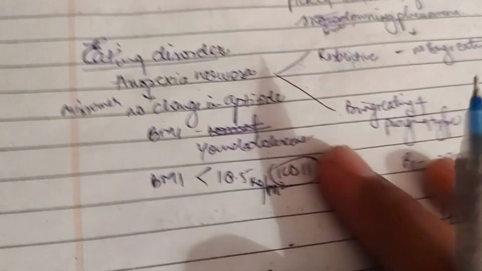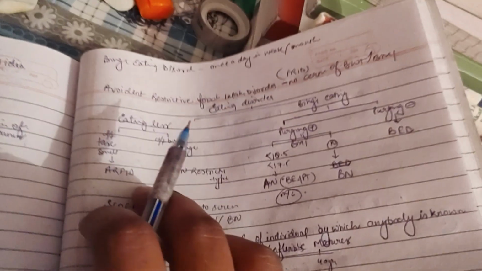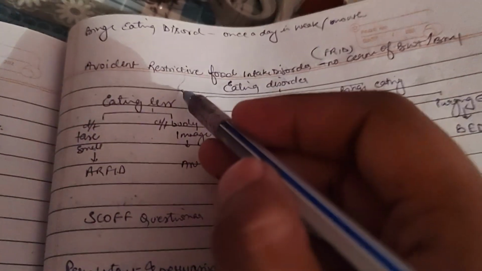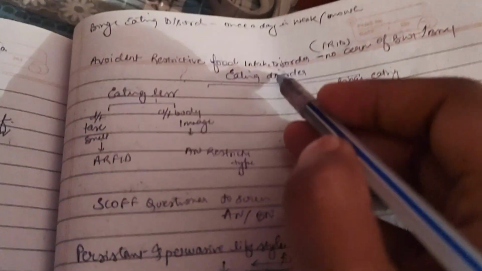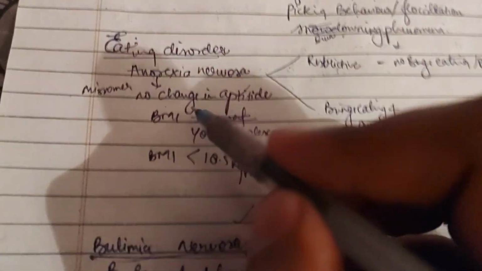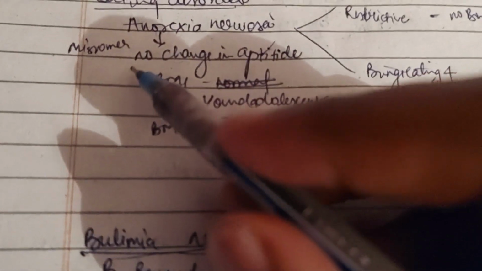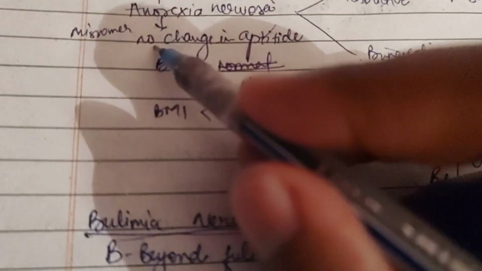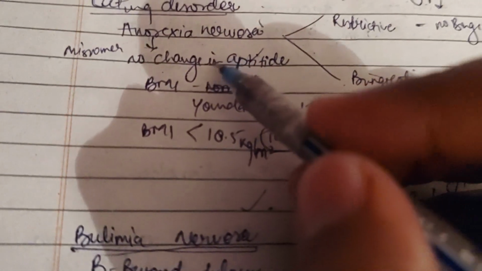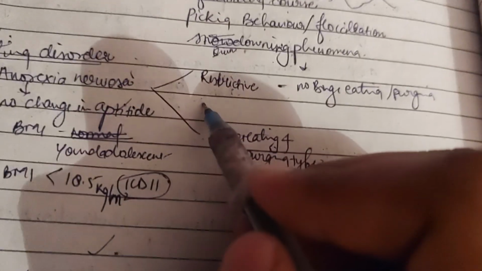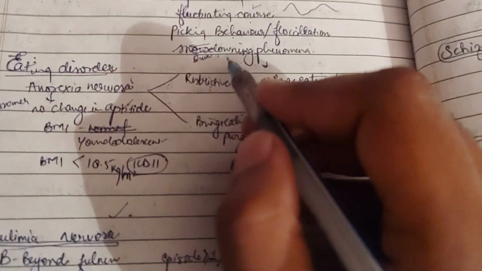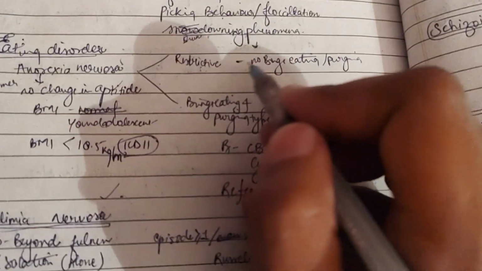Next come the eating disorders. Mainly we have to discuss anorexia nervosa and bulimia nervosa. Next are binge eating disorder and avoidant restrictive food intake disorder. For anorexia nervosa, the name is a misnomer, because there is no change in appetite. Appetite remains the same, but patients become anxious about their body weight. They get a false image that they are obese, even though their BMI lies in the normal range.